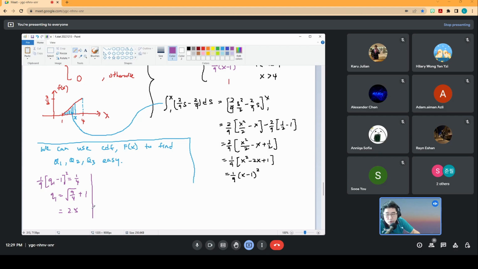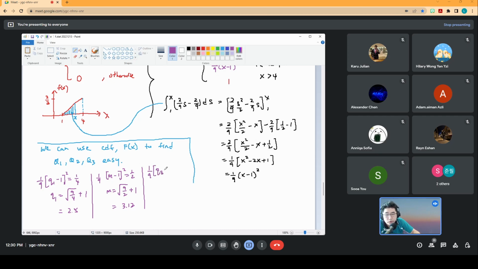Then I also can do 1 over 9 of (Q2 minus 1) squared equals 1 over 2. So I will have Q2 equals the square root of 9 over 2, plus 1. So 9 divided by 2, square root, okay, plus 1. So 3.12.